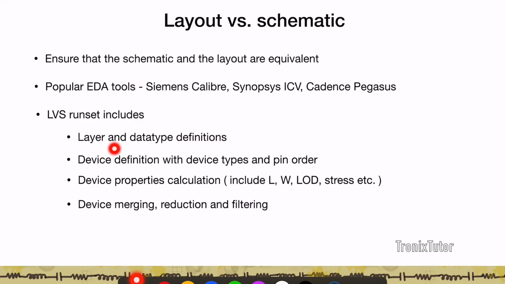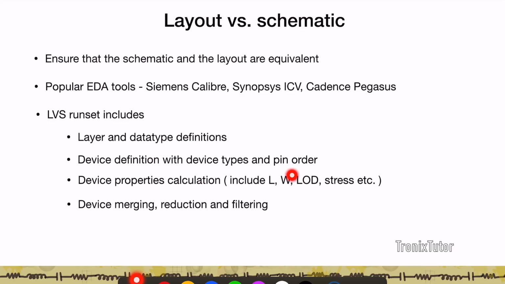And these include things like layer and data types, device definition. So the tool needs to identify what is the particular device you have in the layout, and then go back, look at the pins, and then go back to the schematic and ensure that those pins and that particular device is connected in the fashion that you required in the schematic. Then the layout LVS should also be able to extract the device properties, right? You're going to specify a particular W by L on the schematic. The layout tool needs to be able to extract that W, needs to extract that L from the layout and ensure that that matches the particular schematic.